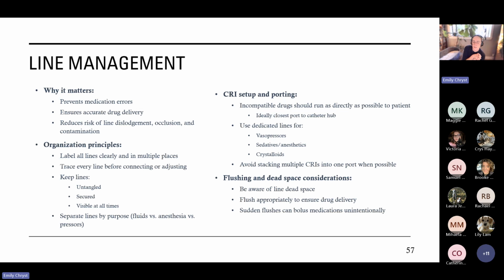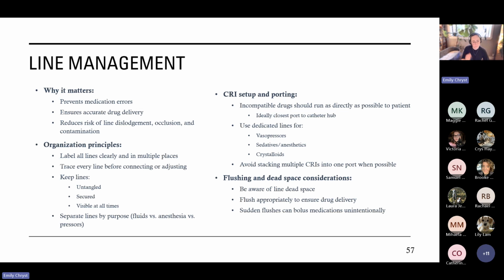Another thing to touch on that's really important is CRI porting. So incompatible drugs should run as directly as possible into the patient. So the closest port to the catheter hub. And vasopressors should have dedicated lines. Sedatives and anesthetics should have dedicated lines, and then your fluids should have dedicated lines.